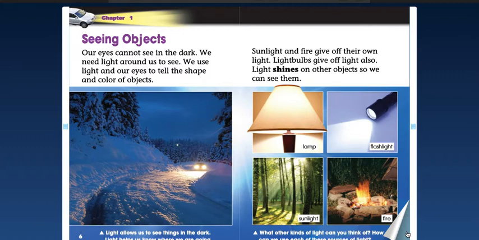Chapter 1, Seeing Objects. Our eyes cannot see in the dark. We need light around us to see. We use light and our eyes to tell the shape and color of objects. Light allows us to see things in the dark. Light helps us know where we are going. Sunlight and fire give off their own light. Light bulbs give off light also. Light shines on other objects so we can see them. Lamp, flashlight, sunlight, fire. What other kinds of light can you think of? How can we use each of these sources of light?